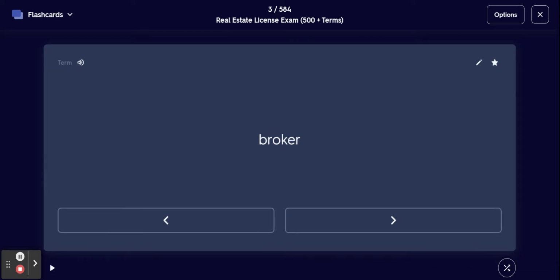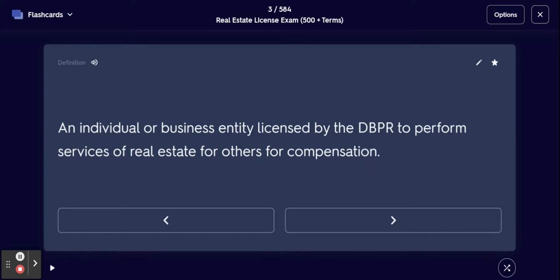Broker. An individual or business entity licensed by the DBPR to perform services of real estate for others for compensation.